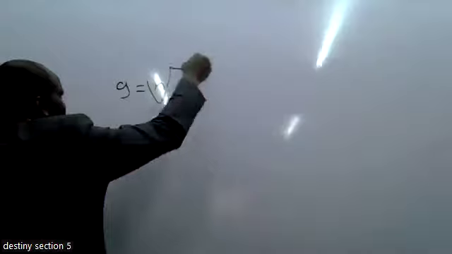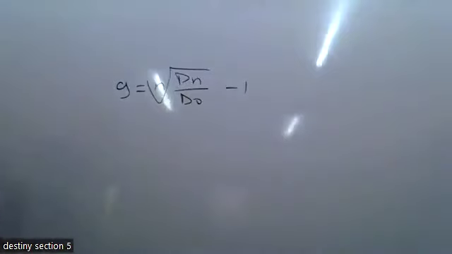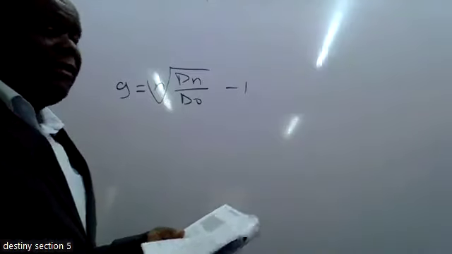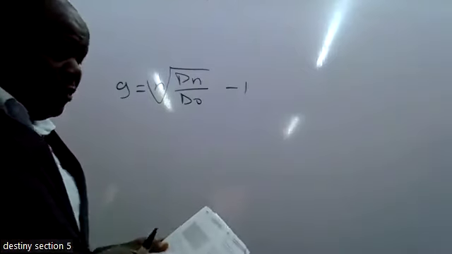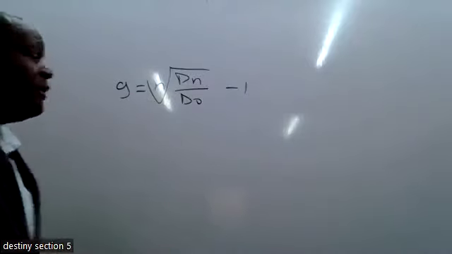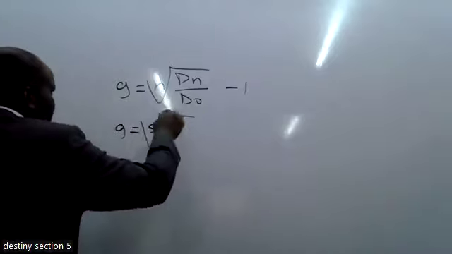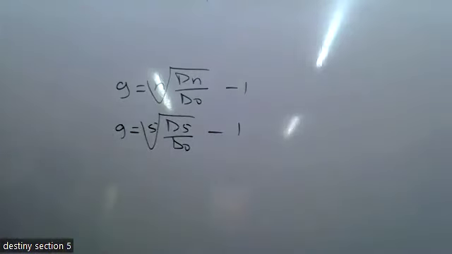So G is supposed to be given by the nth root of Dn divided by D0, minus 1. That is when you are using the compounding method. We have already identified that 2010 will be D0. That means n will be 5, because D0, D1, D2, D3, D4, and D5. So n will be 5. Then D5 divided by D0, then you subtract 1.